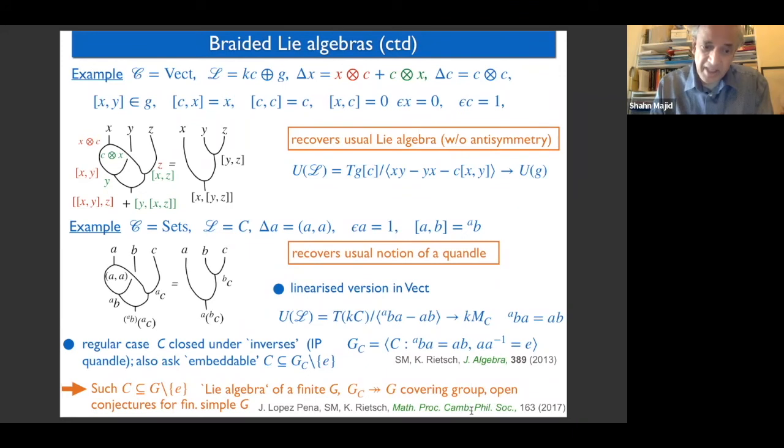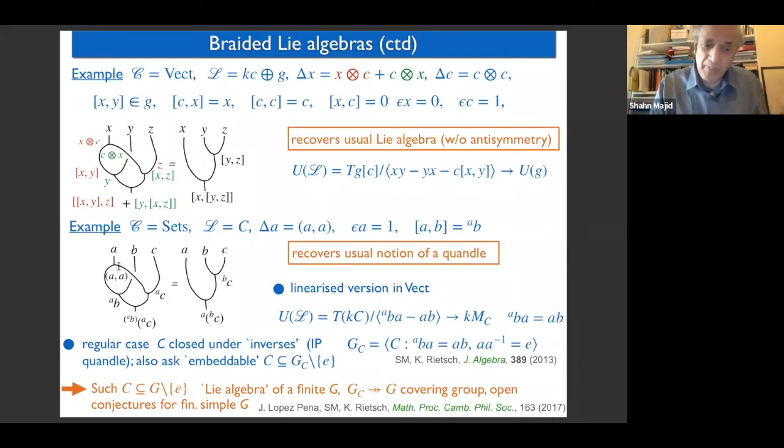I want to say that obviously I focused on the way I see it, but there are a lot of opportunities here in the category. I focused on these simple examples, but I want to stress that these are just the starting point. So you could take X to be a set, L to be a set with a Yang-Baxter operator, with the braiding on it.